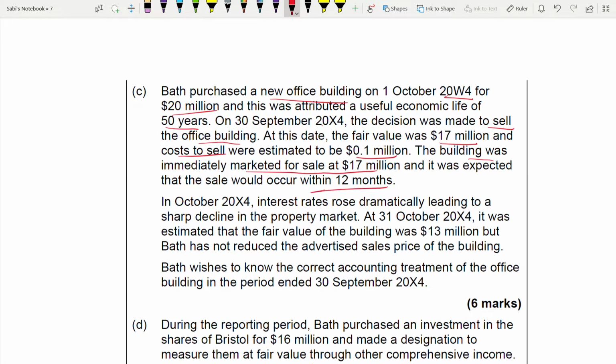In October 20X4, interest rates rose dramatically, leading to a sharp decline in the property market. It was estimated that the fair value of the building was 13 million, but Bath has not reduced the advertised sales price of the building. Even though the building's fair value went down, Bath did not reduce the advertised sale price. He kept it as it was before the reduction in fair value. So now you have to tell the correct treatment.